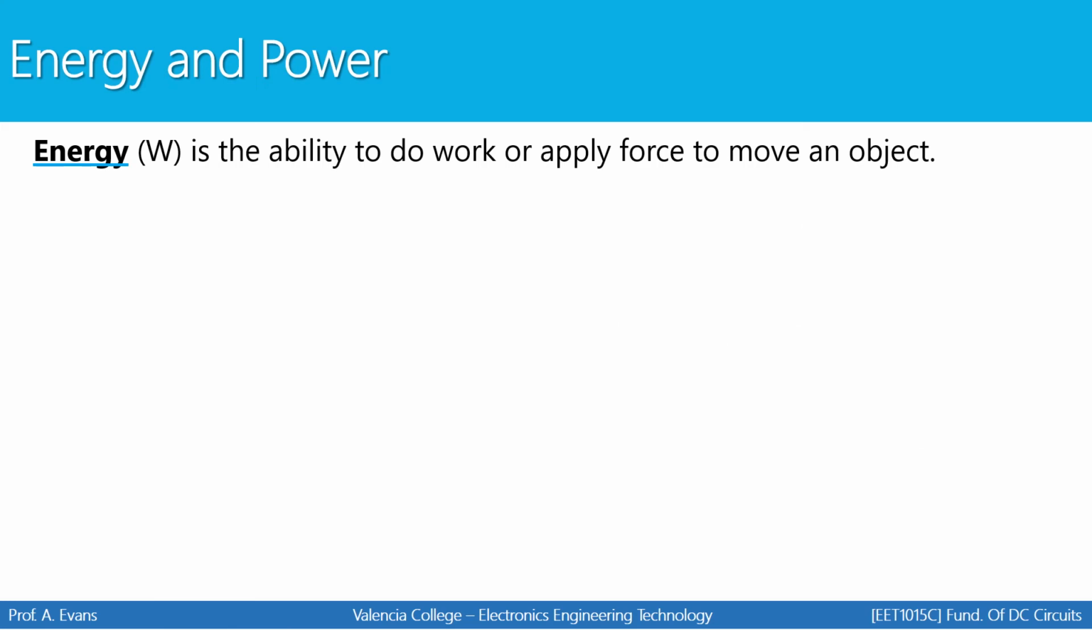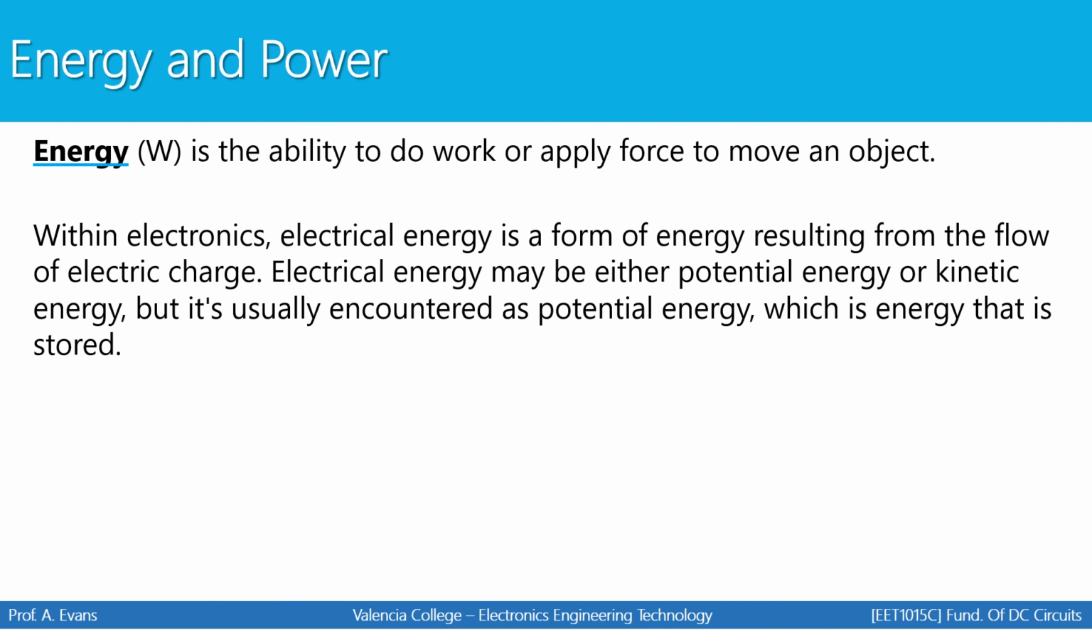To begin, we'll start with the basic definition for energy. Energy, which is represented with a capital W, is the ability to do work or to apply force to move an object. When it comes to electronics, electrical energy is a form of energy that results from the flow of electric charge. Electrical energy may be either potential or kinetic, but it's usually encountered as potential energy, which we define as energy that is stored.